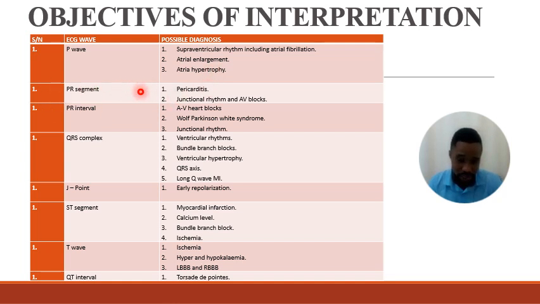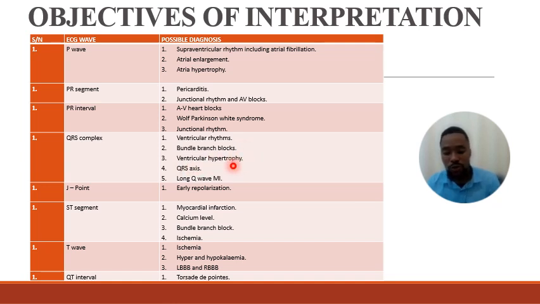PR segment, whether it's depressed or elevated, you want to check for pericarditis. Also the duration, if it's short or too long, you want to check for junctional rhythm, AV blocks. Also the PR interval, you use for AV blocks as well. If it's prolonged more than 0.20, you're thinking of heart block, whether it's first degree, second degree, or third degree. When it's short, you're thinking of Wolff-Parkinson-White syndrome, junctional rhythm. For the QRS complex, if it's wide, you're thinking of ventricular rhythm. Also, when it's wide, more than three small boxes, you're thinking of bundle branch block.